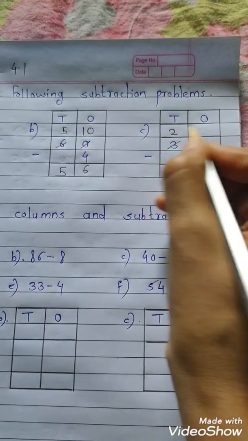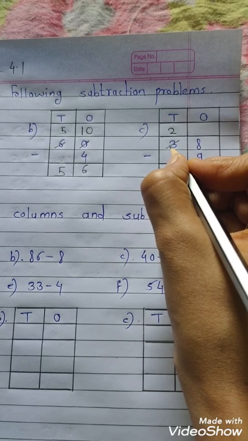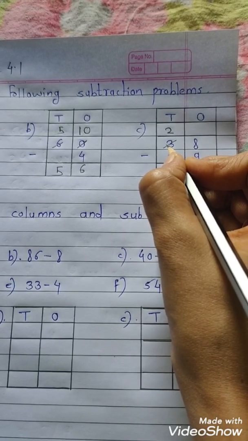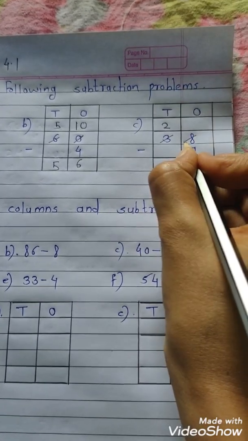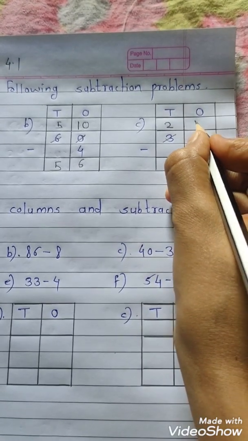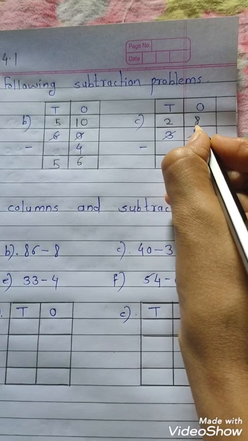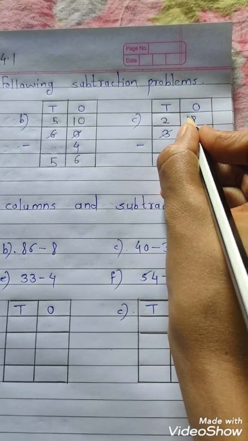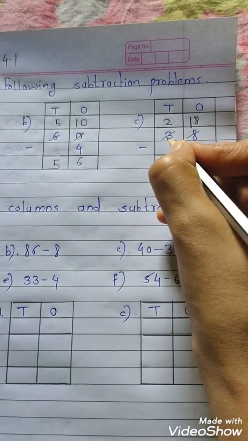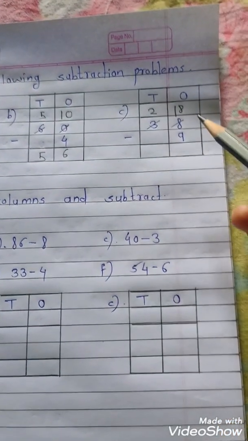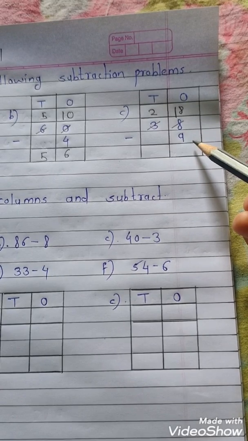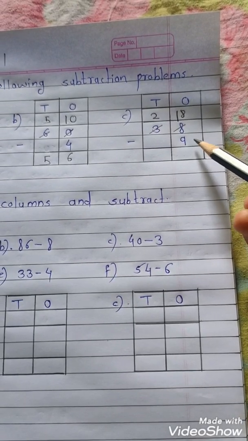That is 2. As we are taking 1 from 3, how many will remain here? 2. And here 8 becomes, you have to write 1 on the left side of the given number. So 18, as 10 plus 8 becomes 18. So now the first number is bigger than the second number. Yes, so subtraction will be possible.